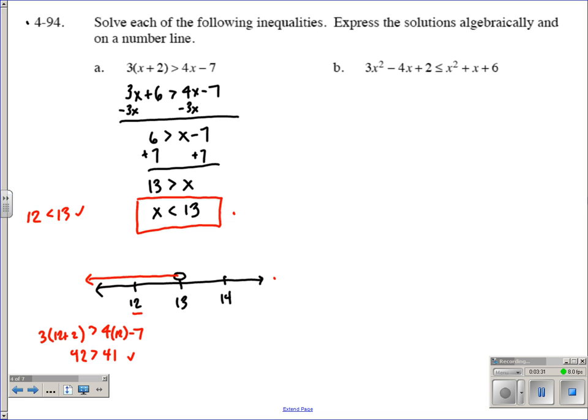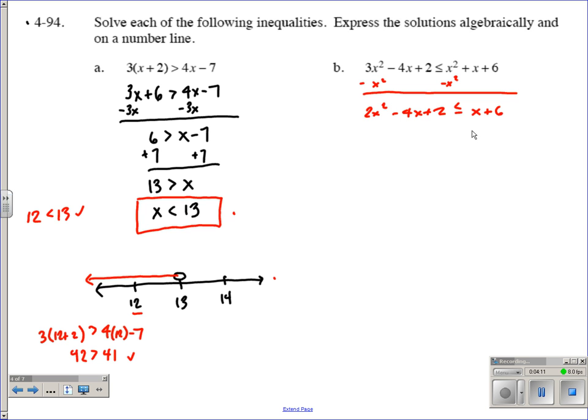Letter B. 3x squared minus 4x plus 2 is less than or equal to x squared plus x plus 6. Being that this is quadratic, or it appears to be quadratic, let's go ahead and try to set it equal to 0. I'm going to go ahead and take away an x squared from each side. This should leave us with 2x squared minus 4x plus 2 is less than or equal to x plus 6.